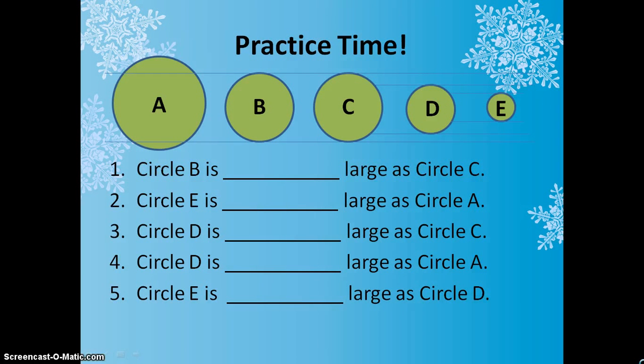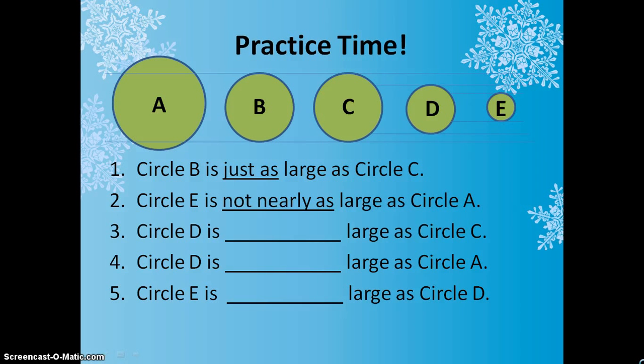Welcome back. Now it's time to talk about the answers. Number 1, circle B is just as large as circle C. Circle B and circle C are the same size, so we are going to use just as. Number 2, circle E is not nearly as large as circle A. You can see that the difference between circle E and circle A is a very big difference, so we're going to say not nearly as.